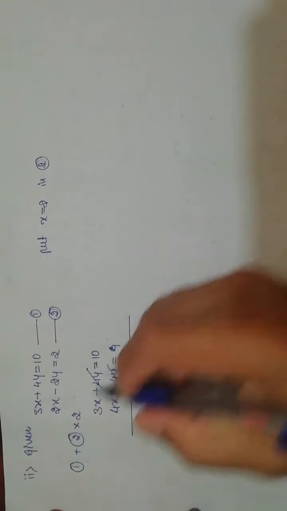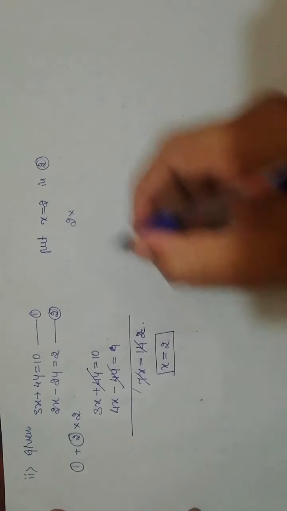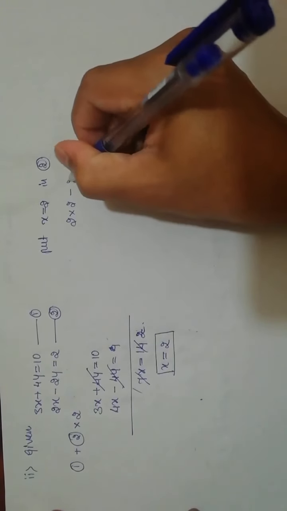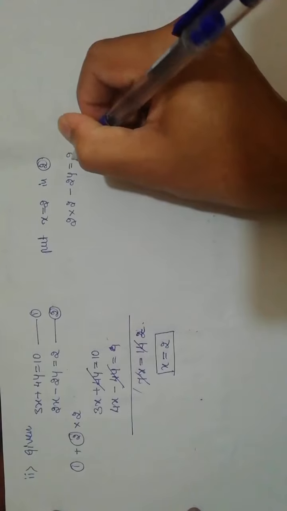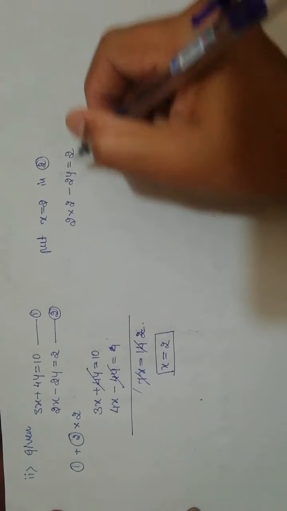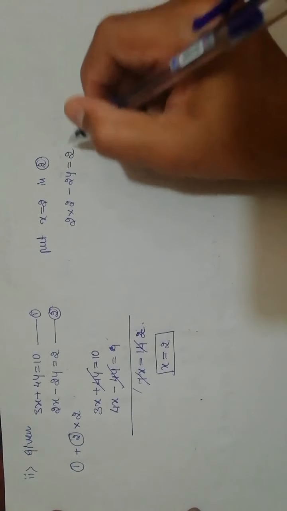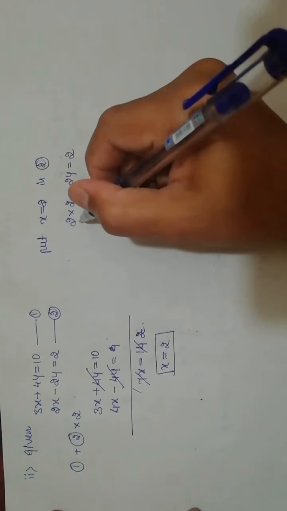So now look here, it is 2x initially. So 2x means 2 into x value, which is 2, minus 2y which is equal to 2. Now I'm going to shift minus 2y towards the right side because it is negative, to make it positive, and shift 2 towards the left side.